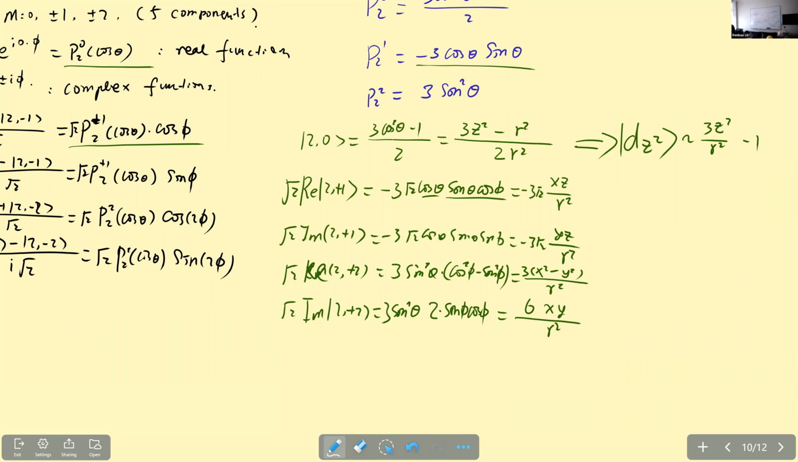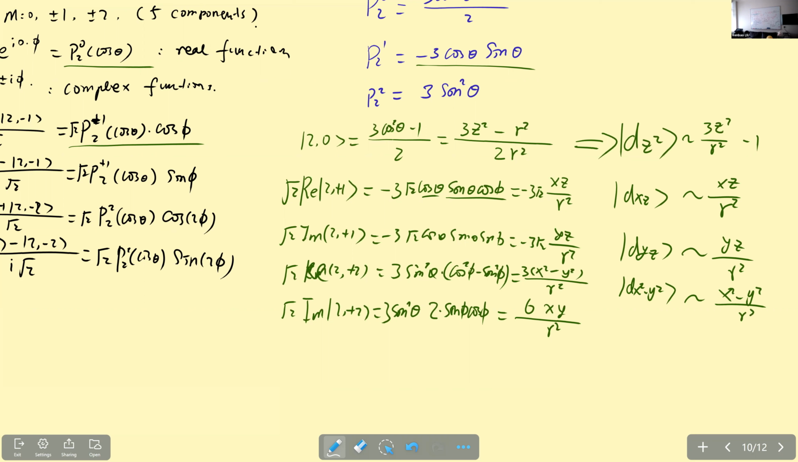And then this one, we call dxz. So that's just proportional to xz over r squared. And this one, we call dyz, of course. So that's just proportional to yz over r squared. And this one, we call dx squared minus y squared. That's proportional to x squared minus y squared over r squared. And this one, we call dxy. That's proportional to xy over r squared.